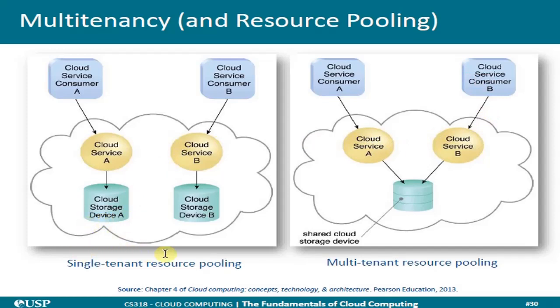Or you can have single tenant resource pooling where you have cloud storage device A and cloud storage device B, and each of the devices has a cloud service associated with it, and then cloud service consumers A and B access the particular services. Right, so multi-tenancy meaning from each cloud you can accommodate multiple consumers.